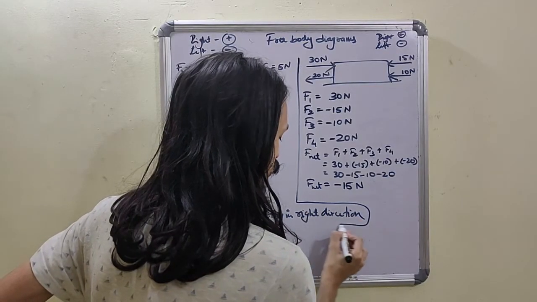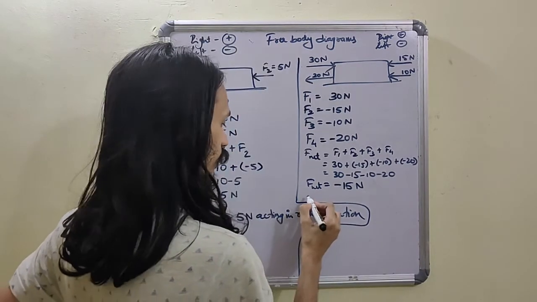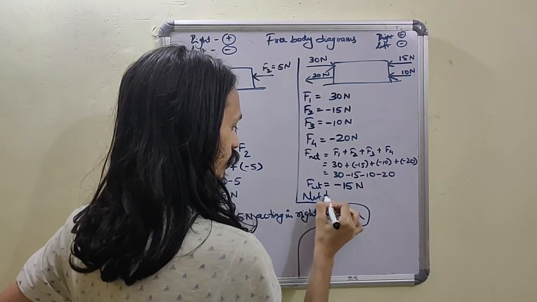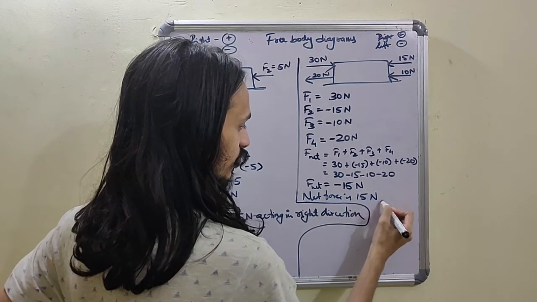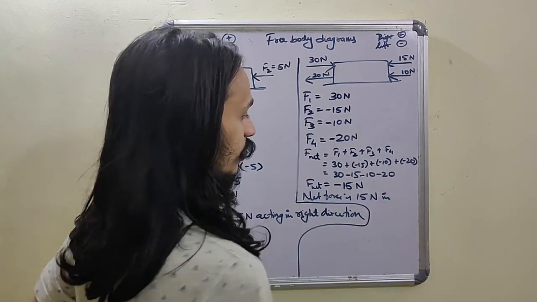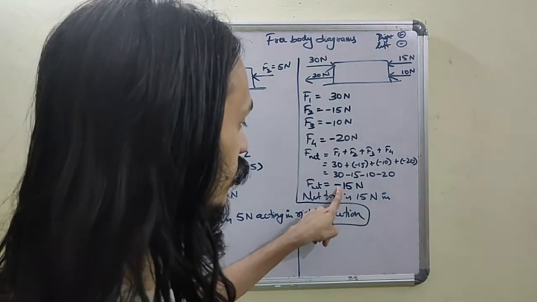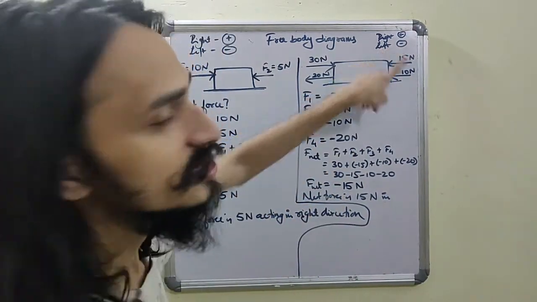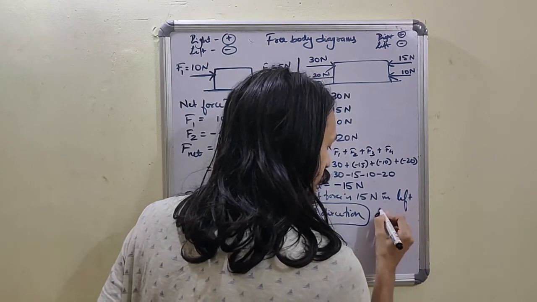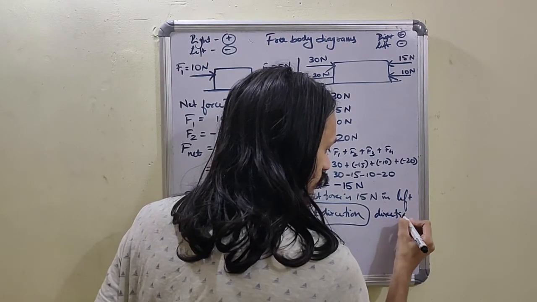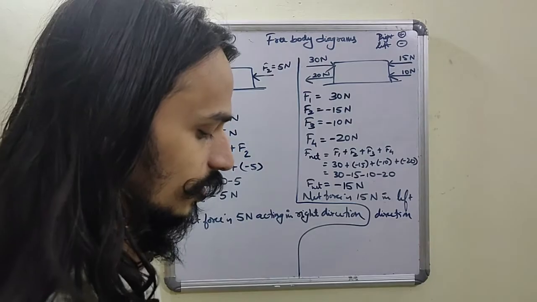How will I write this as a statement? I'll write: net force is 15 newtons in the left direction, because minus means left.